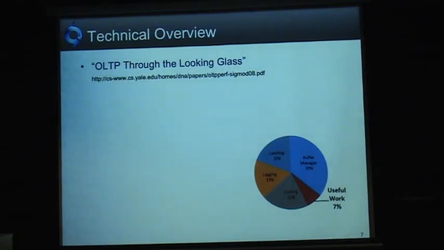So how VoltDB came about? Mike Stonebraker and some other researchers put out a paper at SIGMOD 08 called "OLTP Through the Looking Glass." And what they did was they took an open source database called Shore, S-H-O-R-E, and there's a link to the PDF up there. I'll try to make the presentation available for anyone who wants to grab it later.